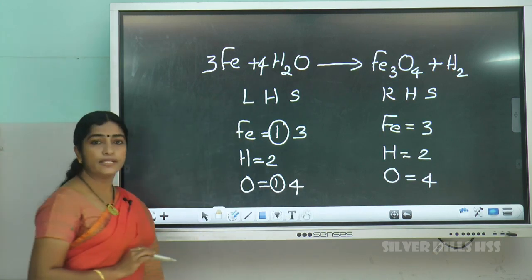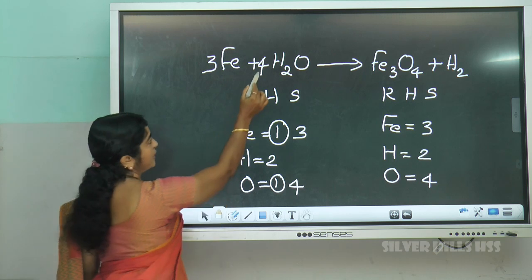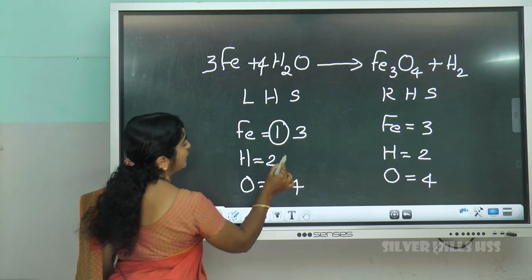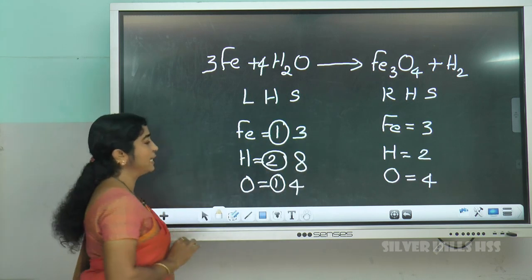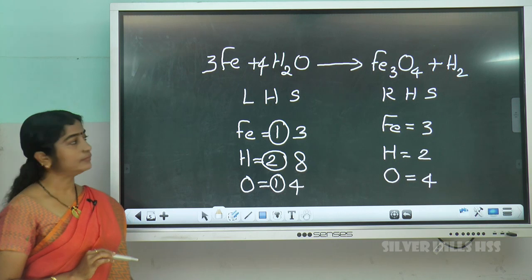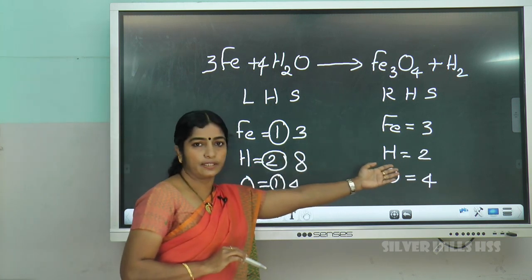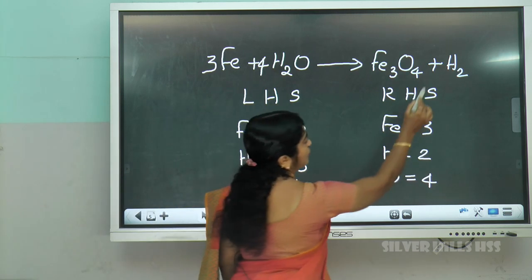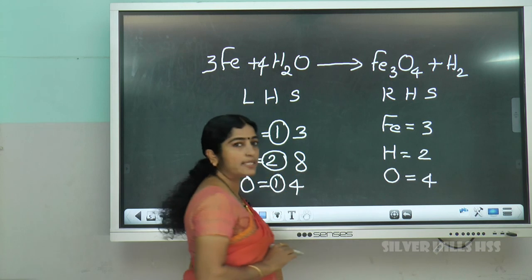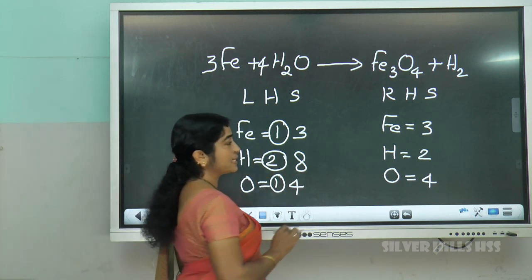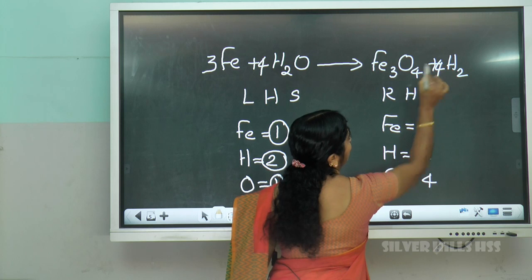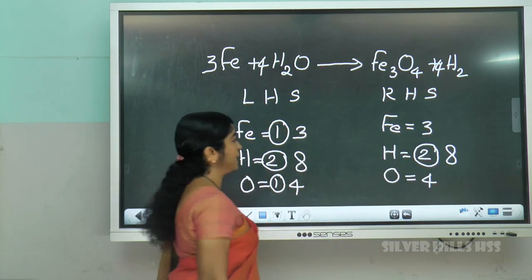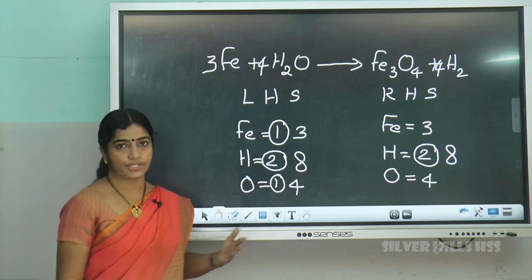The number of hydrogen atoms changed. To get the number of hydrogen atoms, multiply 4 into 2, that is 8 hydrogen. On the LHS 8 are there. Then we have to make hydrogen 8 on the RHS. So how to make 8 on the RHS? To which number do we have to multiply to get 8 hydrogen atoms? It is clear, we have to multiply with 4, then 4 into 2, we are getting 8. Now hydrogen also became 8. It became a balanced equation.